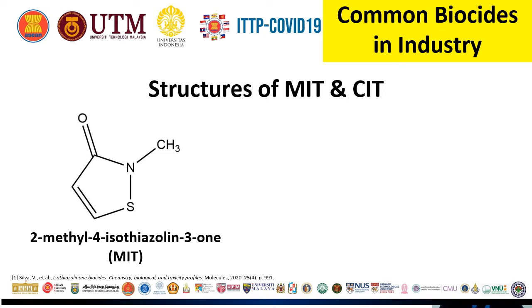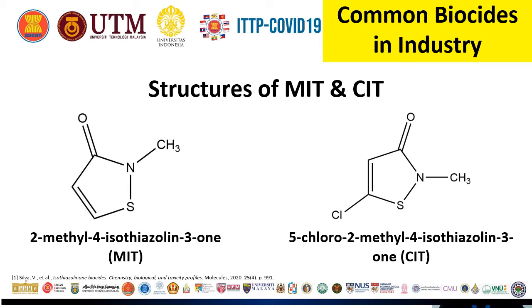Before going into today's topic, let's start with the common biocide in the industry. This is the common biocide used in the industry, where on the left is methyl isothiazolinone, which is called MIT in short, and on the right is chloromethyl isothiazolinone, which is called CIT in short.